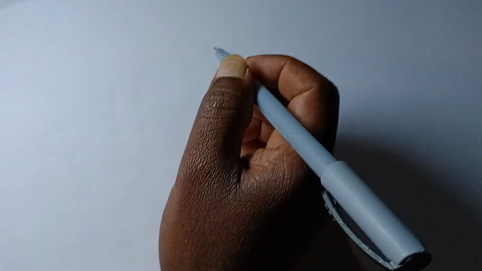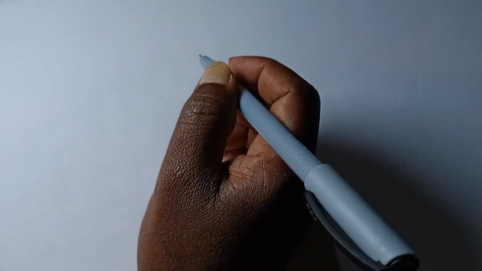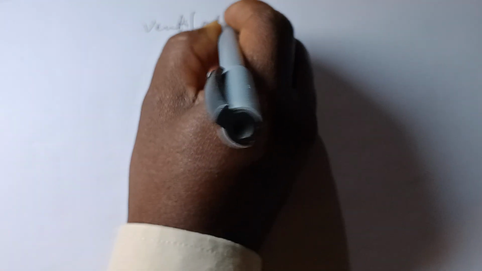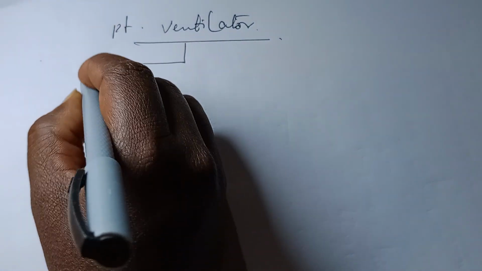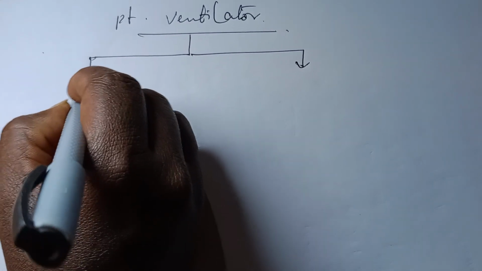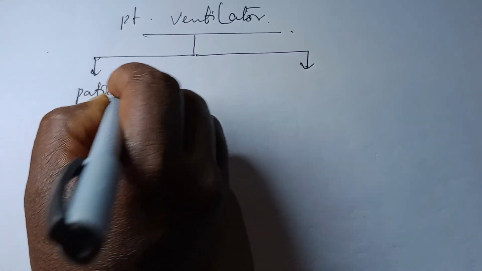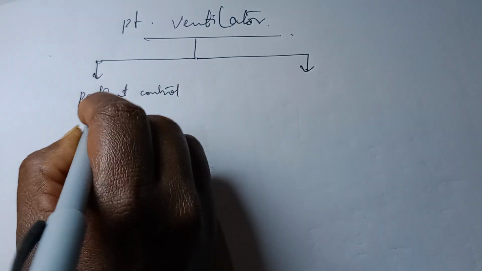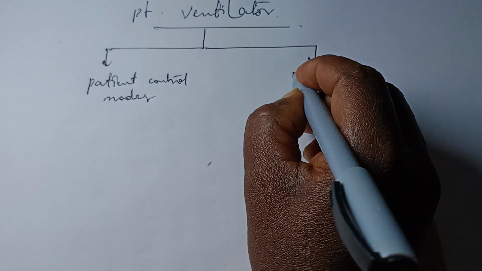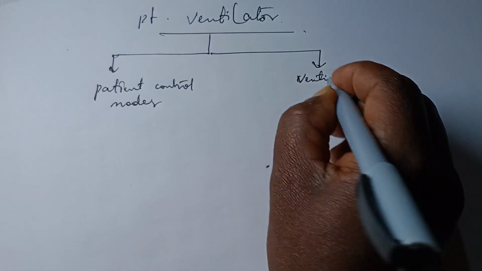Today our topic is ventilator control modes and patient modes. We would like to explain about ventilator modes. This is patient ventilator modes. This has two types of control modes. One is patient control modes. Second is ventilator control modes.